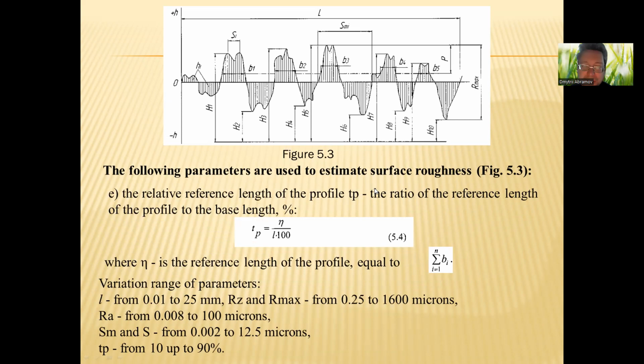The following parameters are used to estimate surface roughness. E, the relative reference length of the profile T suffix P. The ratio of the reference length of the profile to the base length in percent. We use the formula 5.4.